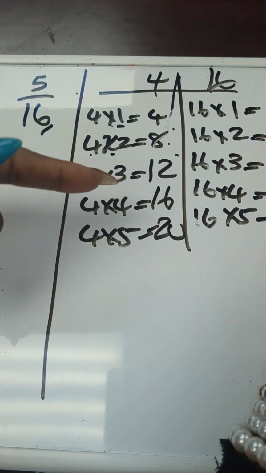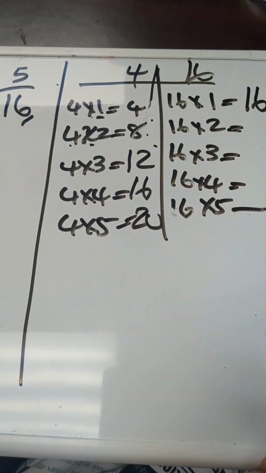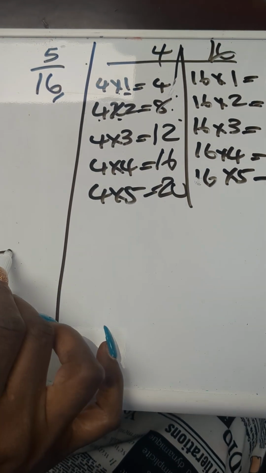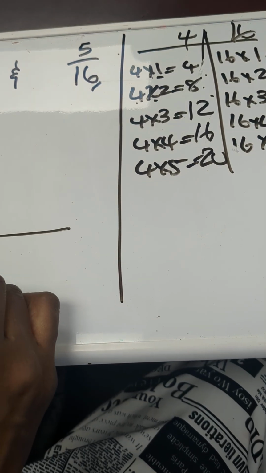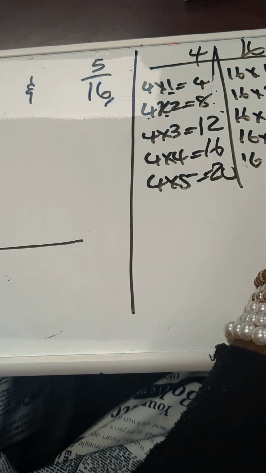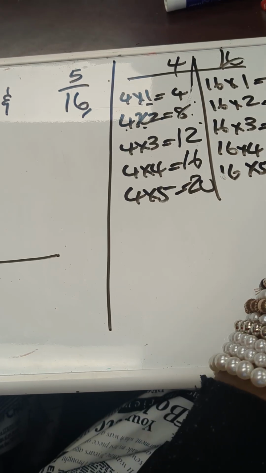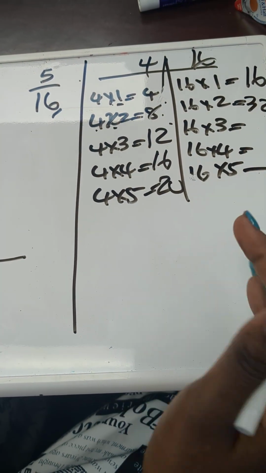So now we're going to do the 16 times table. 16 times 1 equals 16. So I'm going to draw another line over here to do the 16 times table. 16 plus 16 equals 32. 16 times 2 equals 32. All right, we're going to stop right there and check before you go any further.